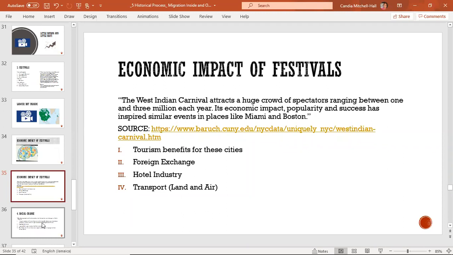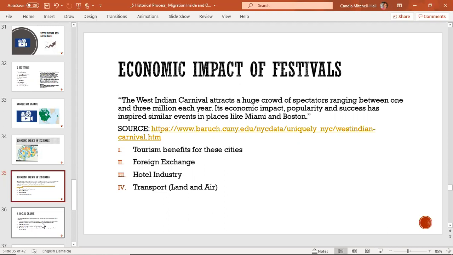Day Parade has over 3 million people parading. Hotel industry, all the hotels are going to be filled up. Transportation, both land and sea, all of these different stuff, ladies. So what we're seeing here is the contribution to the economy of the different cities or countries in which Caribbean people have lived.